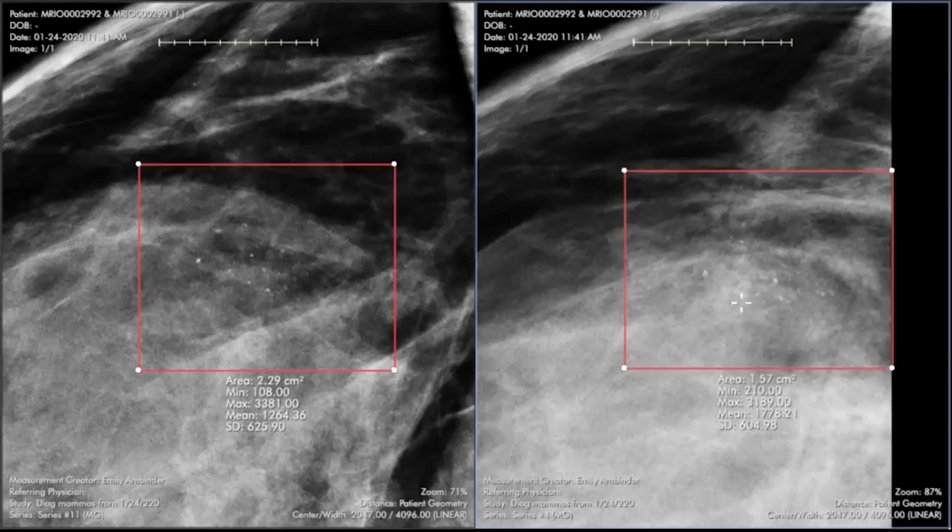And the calcifications, again, I think it's a little hard to see them, but hopefully they are projecting okay on your monitors. But they have increased in number, and they have a more amorphous look than what they did on their prior exam. So given this change on the 6-month follow-up, they were recommended for biopsy. And the biopsy resulted in flat epithelial atypia and atypical lobular hyperplasia. So that's a high-risk lesion. It was recommended for surgical excision.